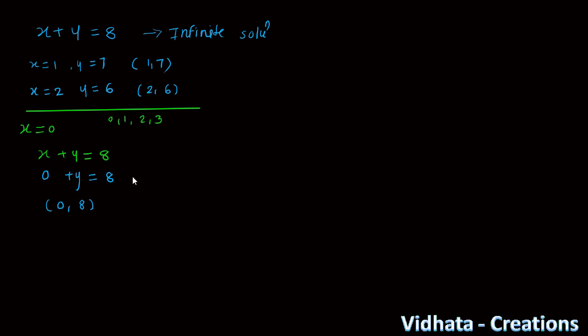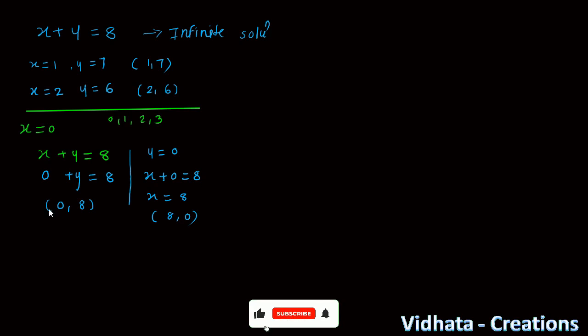Same you can do for y also. If you take y is equal to 0, then let us see what happens. The equation is x plus y is equal to 8. So here put y is equal to 0, and x will be equal to 8. Thus you get the value of x is equal to 8, and the solution is x is equal to 8 and y is equal to 0. Okay, in this way you can find the values.